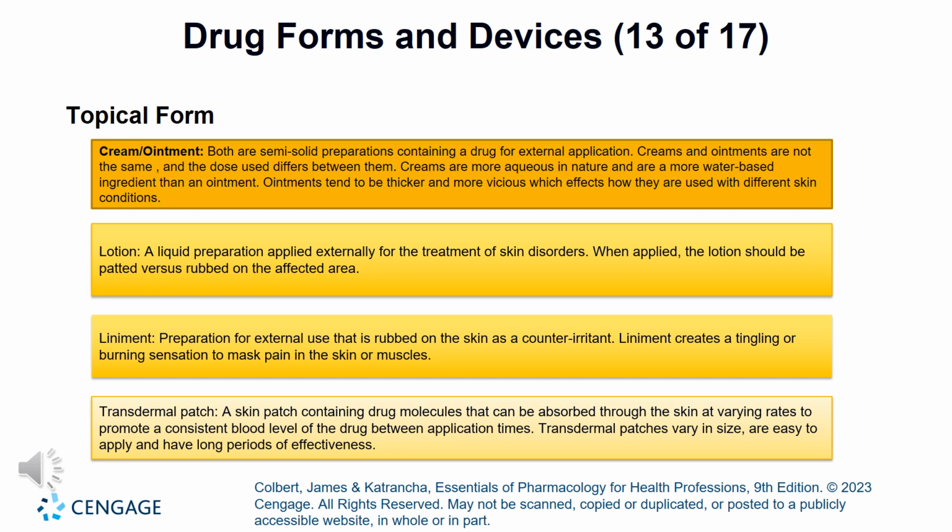And then you have your transdermal patches. These are skin patches that have drug molecules that will be absorbed through the skin at different rates to promote that consistent blood level of the drug between application times. They are varied in size, they're easy to apply, and they have long periods of effectiveness. Refer to your book or ebook for examples of each of these types of drugs.